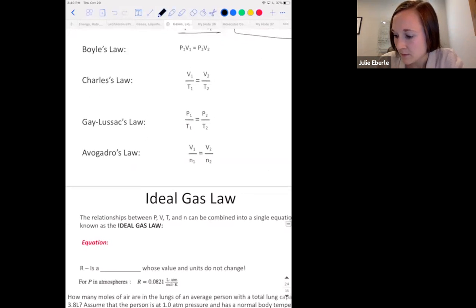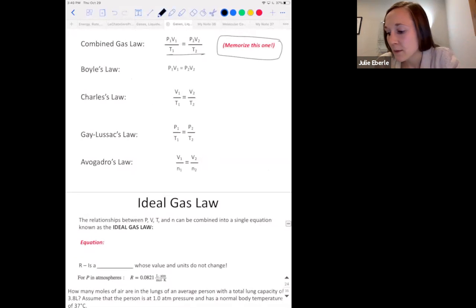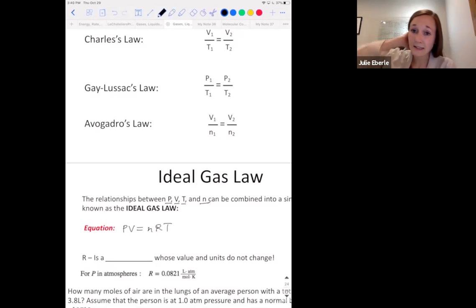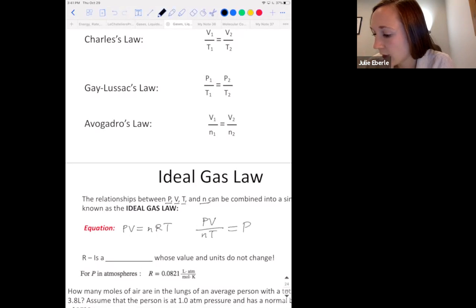It says P, V, T, and N, so we're throwing another variable in. They can be combined into a single equation known as the ideal gas law, and it's this: PV equals nRT. Your book or the internet might show a different arrangement, and it's the same equation, just with the variables moved around. You might find PV over NT equals R. All they did is divide both sides of the equation by N and T. It's the same relationship.